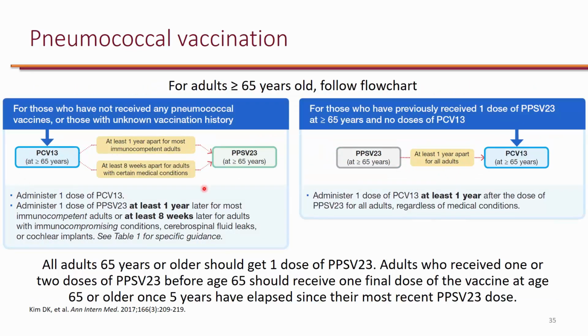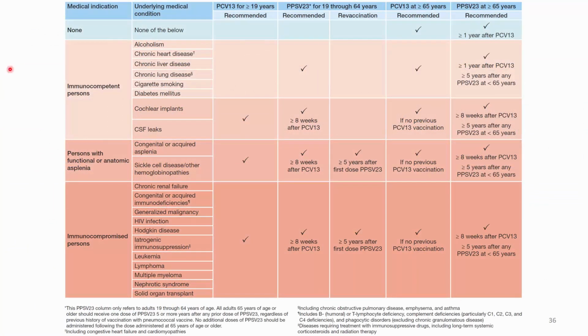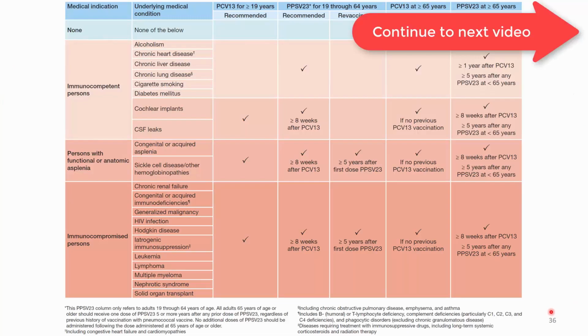So this basically is what I explained. This is for the general population, people without risk factors. Once they turn 65, everybody needs to get the PCV 13 followed by PPSV 23. Now, if for some reason somebody happened to get the PPSV 23 first, then they need to get the PCV 13 a year later. But generally speaking, people need to get the PCV 13 first. It's the more important vaccine, followed by PPSV 23. And this table basically summarizes everything I explained. You should review this on your own.